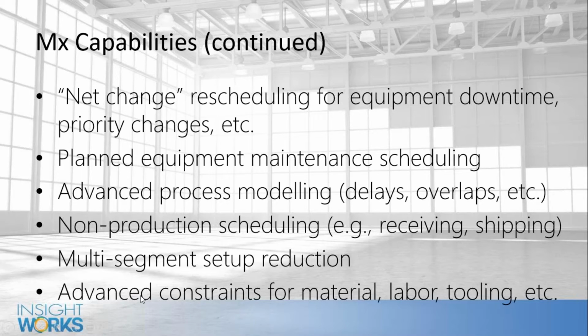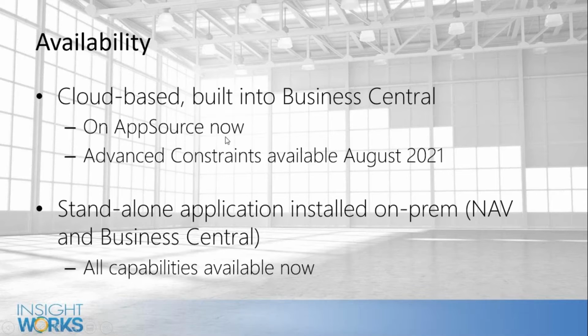Okay. Now, these advanced constraints, I'll talk about actually in a sec here. The advanced constraints are going to be available in August sometime. So what you get if you go to AppSource now, you're on Business Central Cloud, you go to AppSource. If you're on the latest version of Business Central, so you have to be on 18.2, you can go and install MX and run it and have it work.